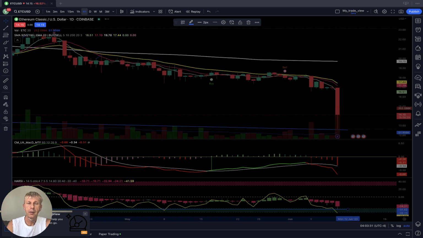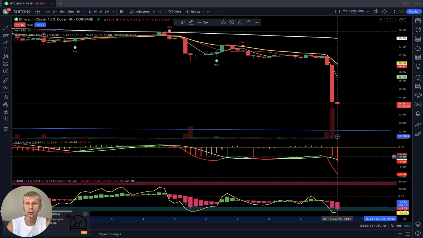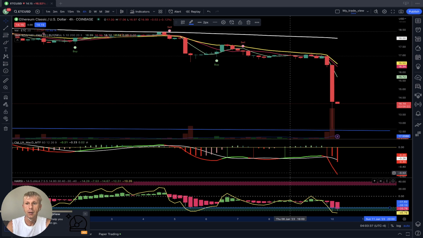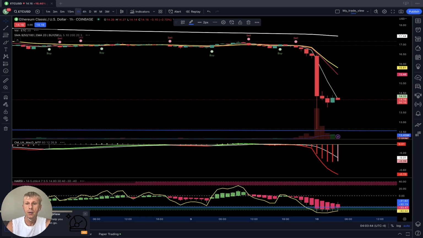4 hours time frame for the Ethereum Classic, very bearish, very oversold on all indicators. Definitely disconnected from 20, it wants to connect back to 20. 1 hour time frame, same story, very oversold on all indicators. Cryptos on all time frames, very oversold.